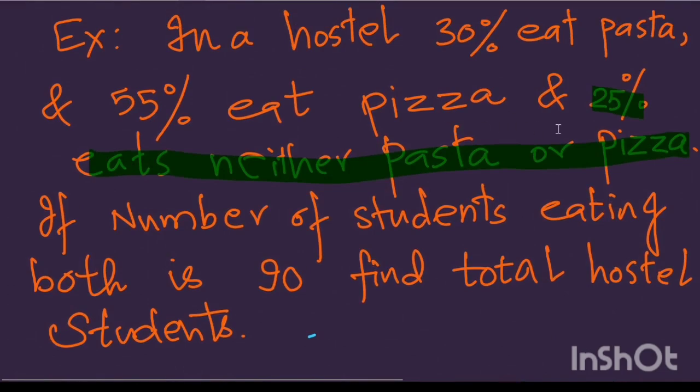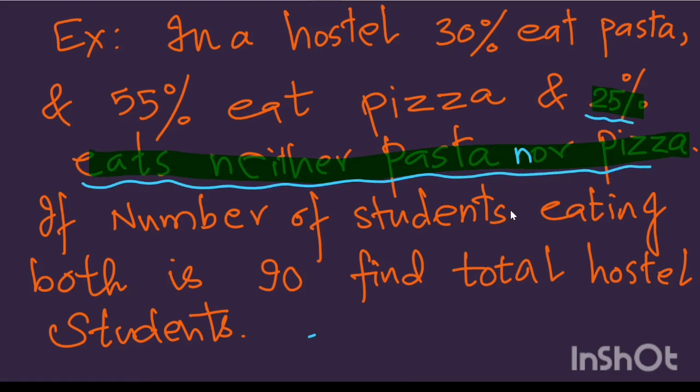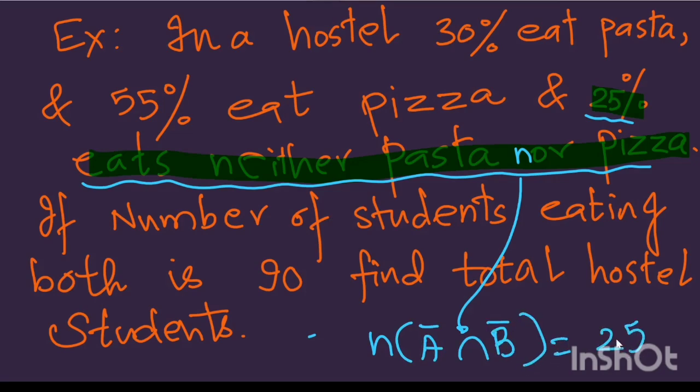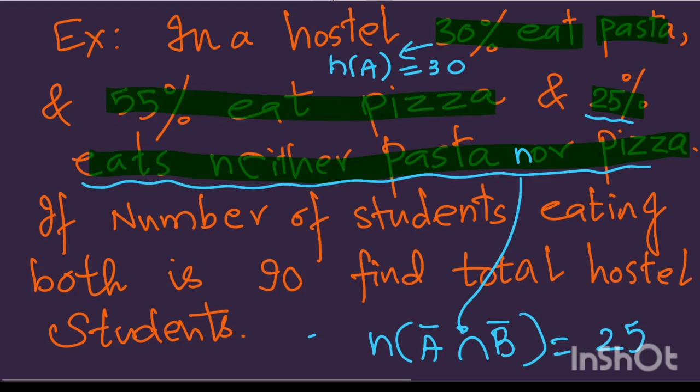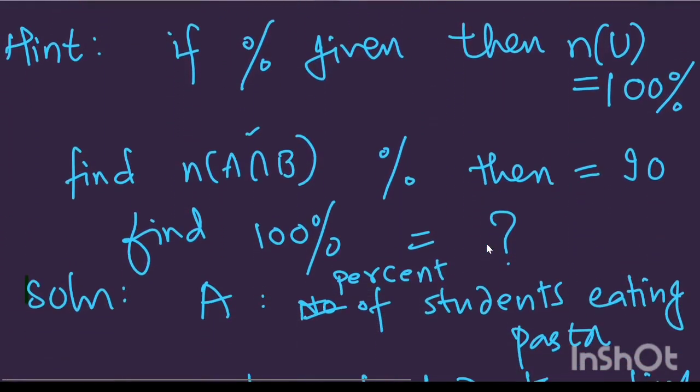Now, as you can see here, 25% of students eat neither pasta nor pizza. What is the meaning of this, guys? n(A bar intersection B bar), neither pasta nor pizza, is 25%. 30% of students eat pasta means n(A) is 30. And 55% eat pizza means n(B) is 55, guys. So from the word problems, from each sentence we can infer various mathematical results. So now n(A bar intersection B bar) equals 25, that we will use.